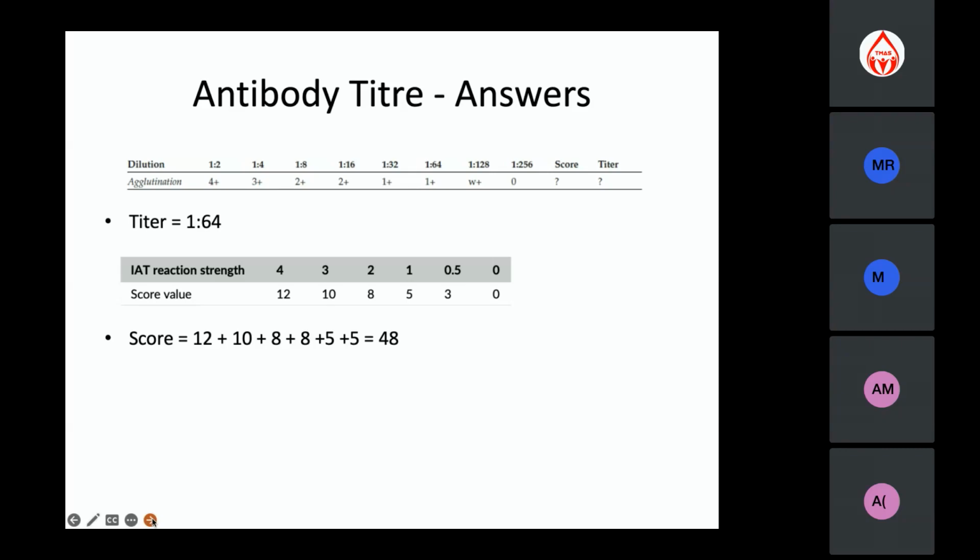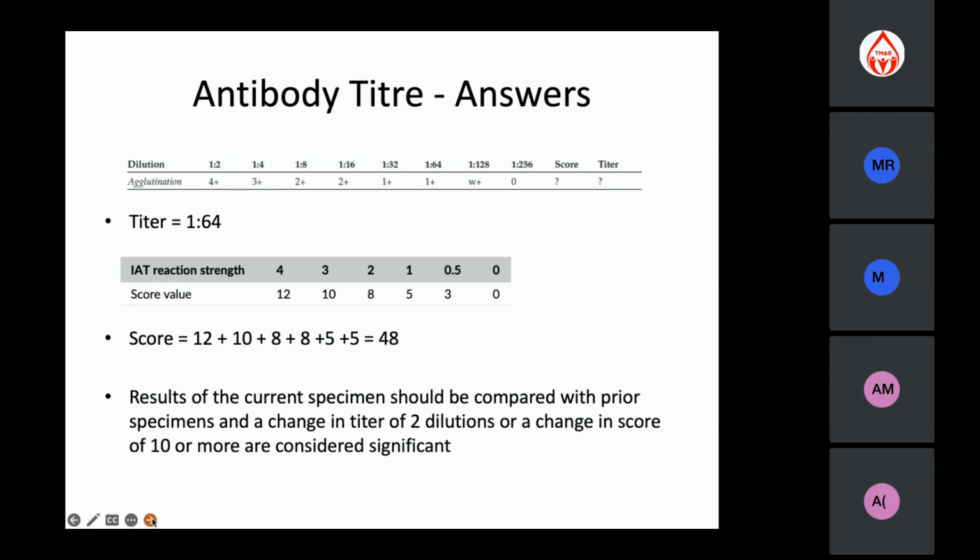So the titer has a 1-fold increase in dilution, whereas the score has increased by 10 from the previous value. The previous value is 36. We consider the titer significant when there's a change in 2 dilutions or a change in score of more than 10. So in this case, it is considered significant, and we have to manage the pregnancy, taking care of the fetal requirements.